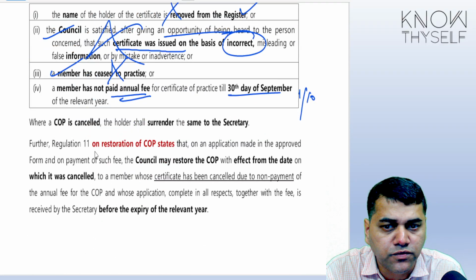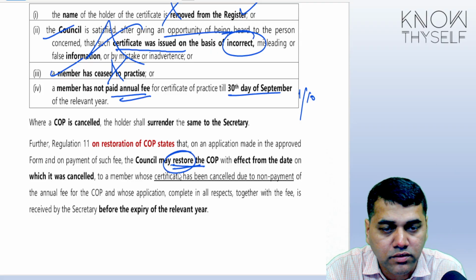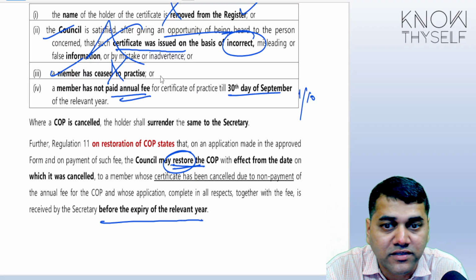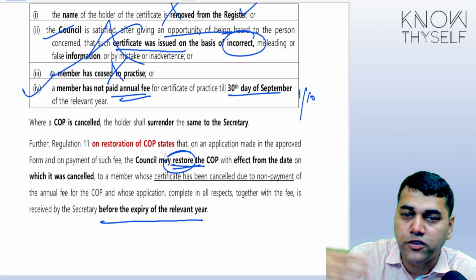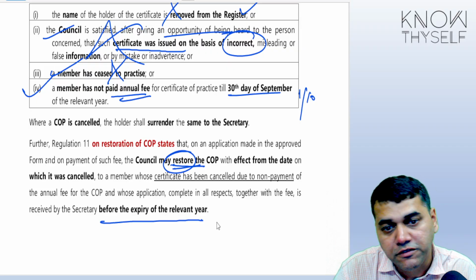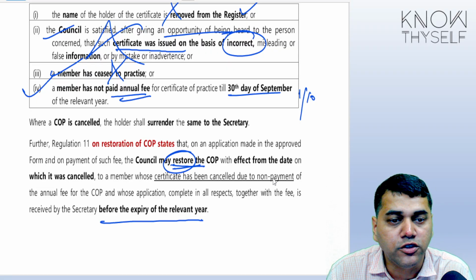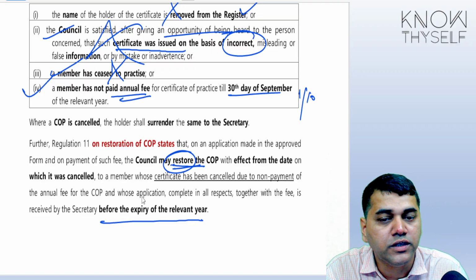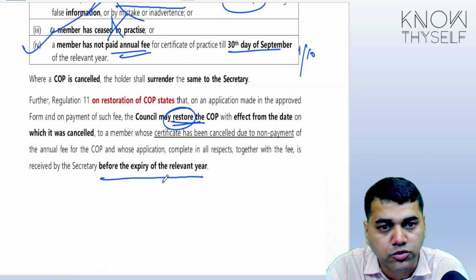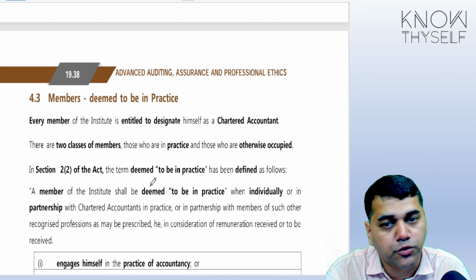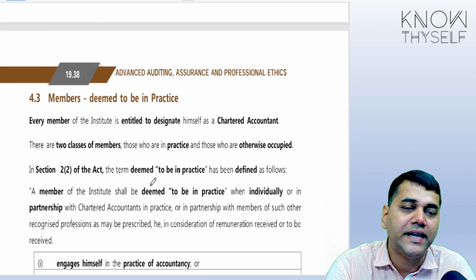Now, on restoration of COP, it states that you can restore it from the date it was cancelled only if you pay the fees, only under this circumstance. That means because of the non-payment of the fees, your COP got cancelled. If you pay it by 31st March, it will be restored from the date cancelled due to non-payment of the fees, where the application is complete in all respects together with the condonation of delay. Then it will be restored with effect from the date on which it was cancelled. But after 31st March, if you pay, then that is gone. It will be restored from that date only.